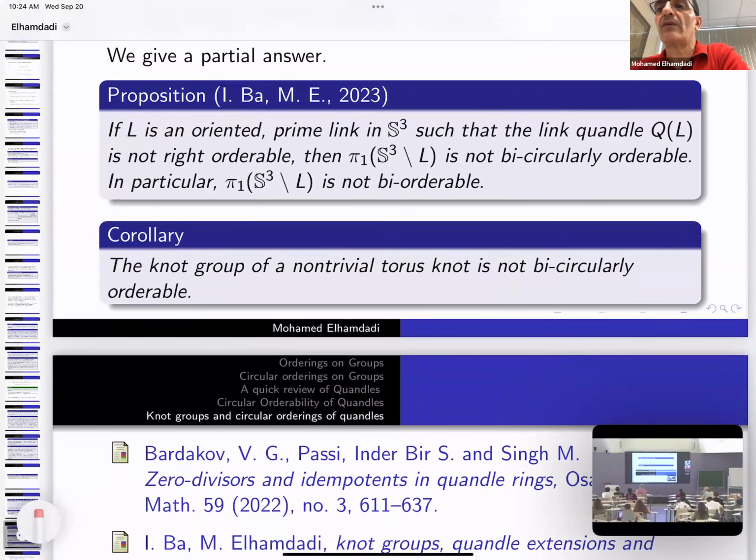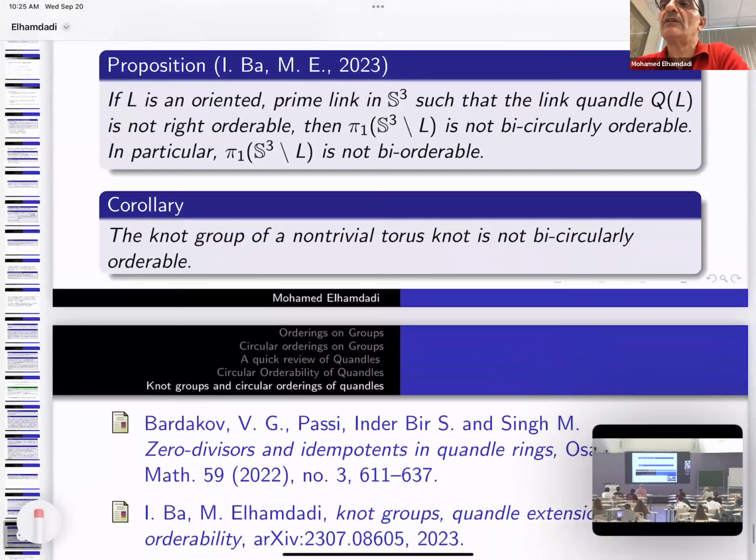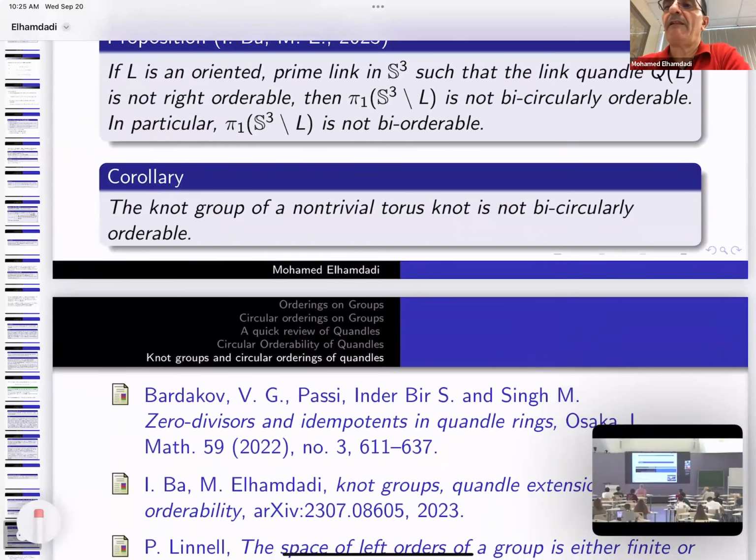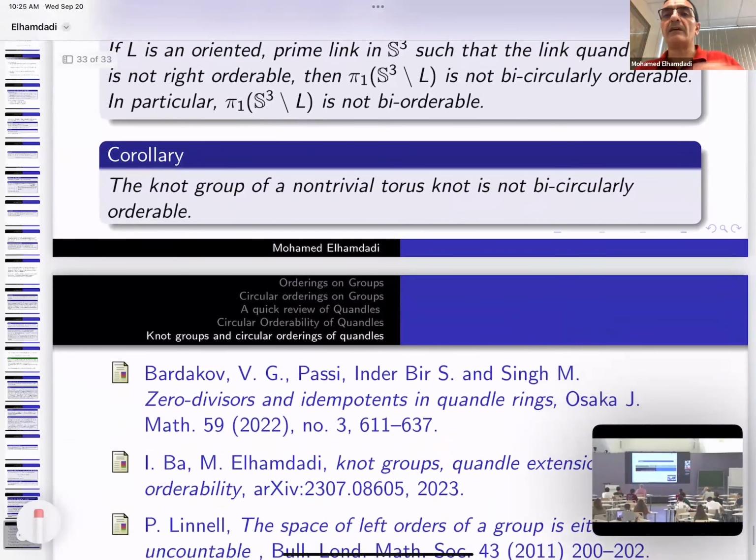If L is an oriented prime link in the three-sphere such that the link quandle is not right orderable, then the fundamental group of the link is not bi-circular orderable. In particular, it's not bi-orderable. Corollary: the knot group of a non-trivial torus knot is not bi-circularly orderable.